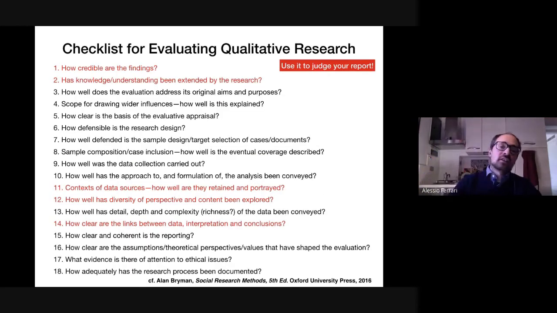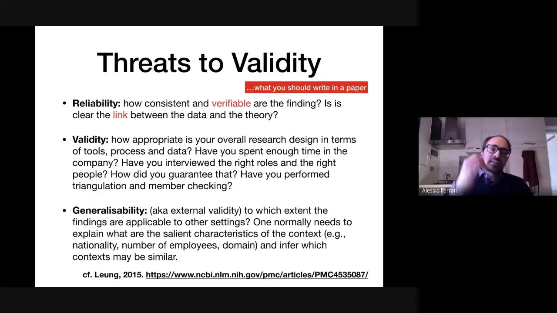And this is a very long list for evaluating your qualitative research. Basically, it is a checklist for understanding to which extent those criteria are fulfilled. I don't go through the whole list. You can find it in the book, and it is useful when you write your own report and you want to judge it, of course. But you see that it is a way of rephrasing what you've already seen, what you write in a paper.